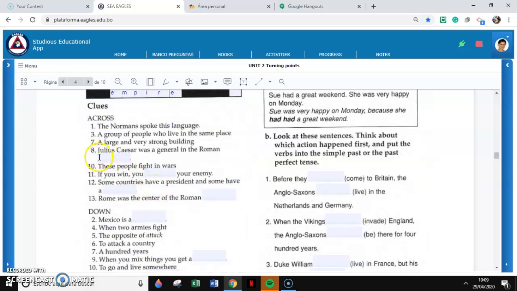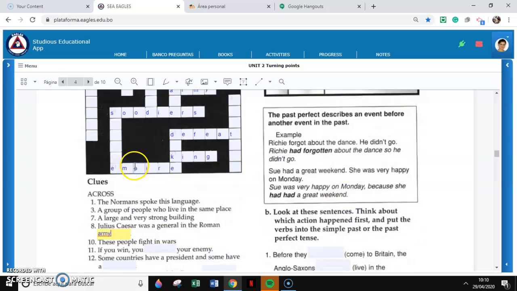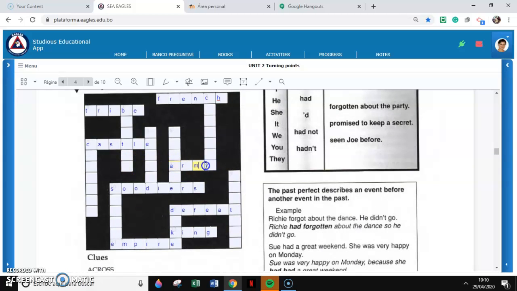How about number 8? Julius Caesar was a general in the Roman. So remember that we can use context clues to figure out the meaning of missing words. So here our context clue will be general. Julius Caesar was a general in the Roman army, right? So general is telling you that the missing word is army. Here we have it. Number 8, army.